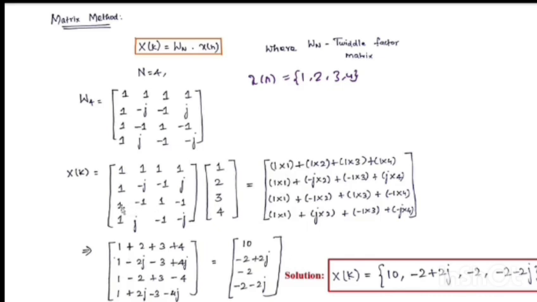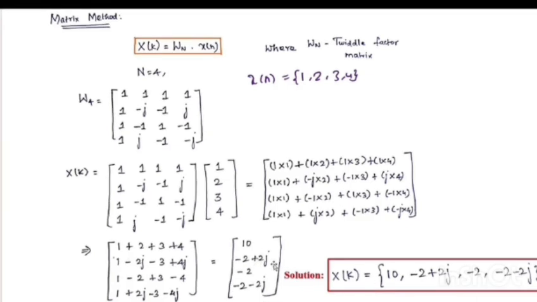Now I am going to multiply the third row and this column: 1 into 1 minus 1 into 2, plus 1 into 3 plus minus 1 into 4. That is what is in this third row. Now finally I am going to multiply the fourth row with this column: 1 into 1 plus j into 2 plus minus 1 into 3 plus minus j into 4. I will end up with this. If I simplify this, I'll end up with the same answers which I got earlier: 10, minus 2 plus 2j, minus 2, minus 2 minus 2j.